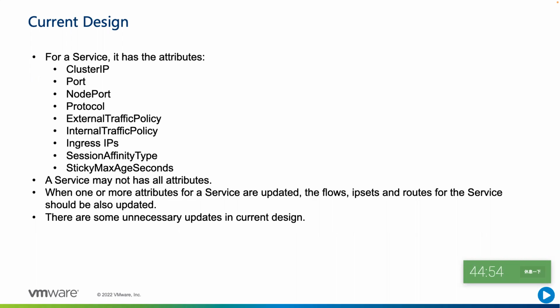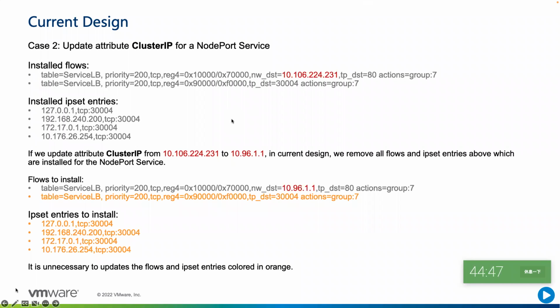During this process, there are some unnecessary updates in the current design. I have two cases. The first case may not be a very normal case, but I take it for example: update the attribute cluster IP for a NodePort service. In the current design, the installed flows are these two flows. I have simplified the flow actions because they are too long. We can see the flows and IP sets listed here.